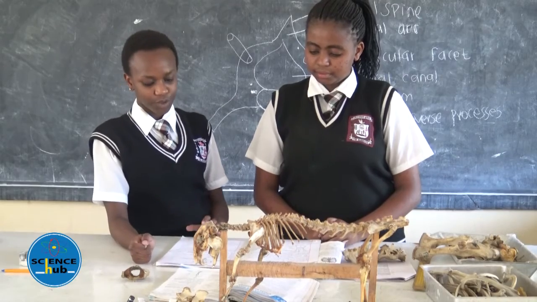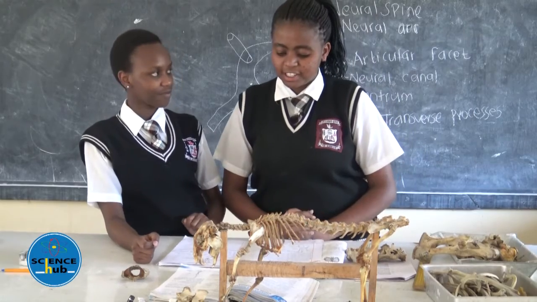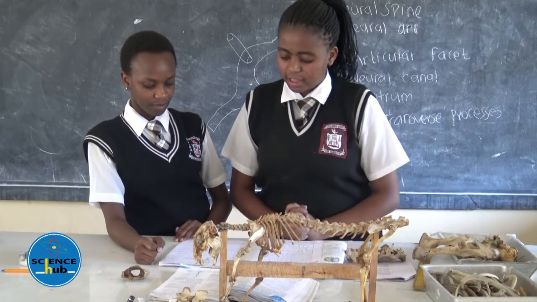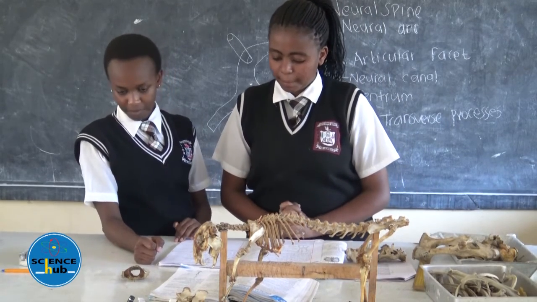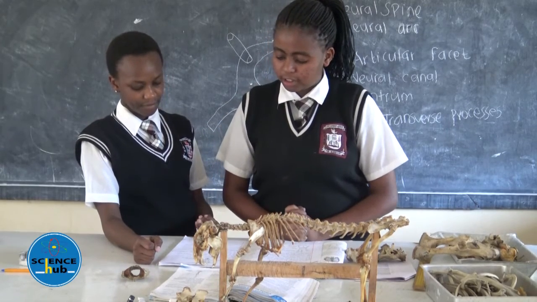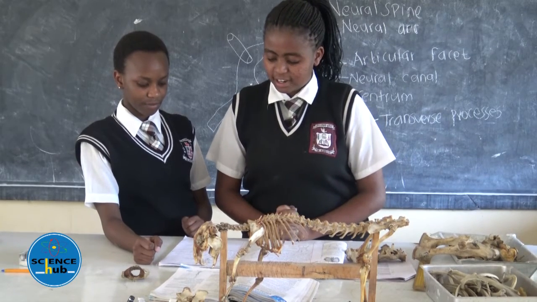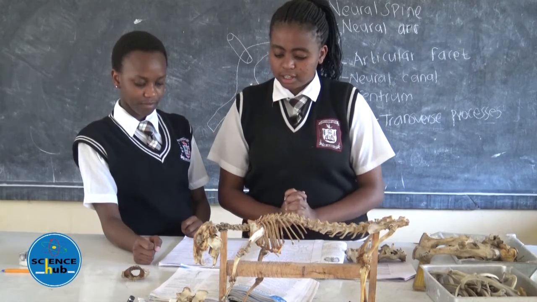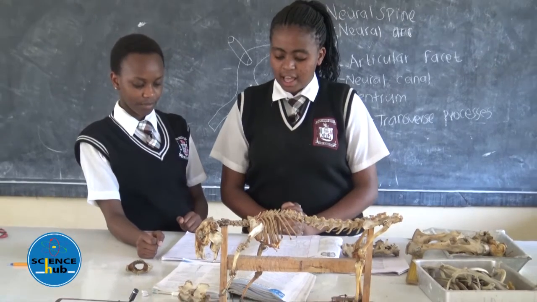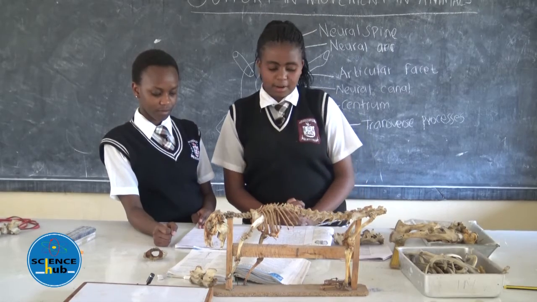So we move on to the caudal vertebrae. It is found in the tail region. The number of vertebrae differs from one animal to the other depending on the size of the tail. The tail of the human being is vestigial. There are four caudal vertebrae. The neural spine and the zygapophyses are very reduced. The neural arch and the neural canal are absent. The entire bone is mostly the centrum.